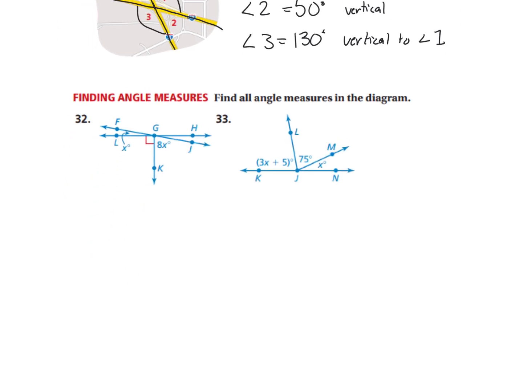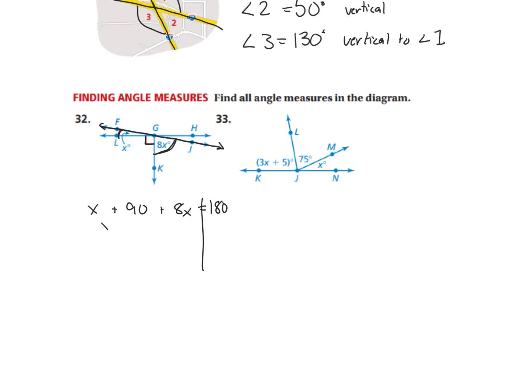All right, last two says find all the angle measures in the diagram. So we need to find this, and we need to find that. All right. So let's take a look at this picture. What I notice here is that this right angle, this 8x angle, and this x angle all happen to make up this straight line right here. So if I took x plus my right angle 90 plus 8x, all of those are creating a straight line or a 180-degree angle.